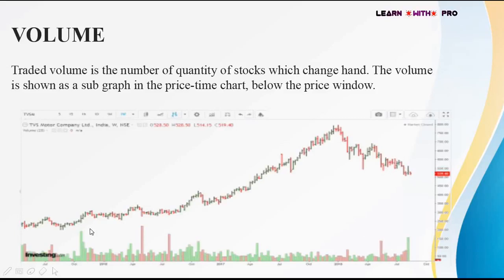So the higher the volume in an uptrend, the more likely the market will still go more. But the lower the volume, that means the market is likely to retrace. So you have to note that down. This is trading with the volume indicator.